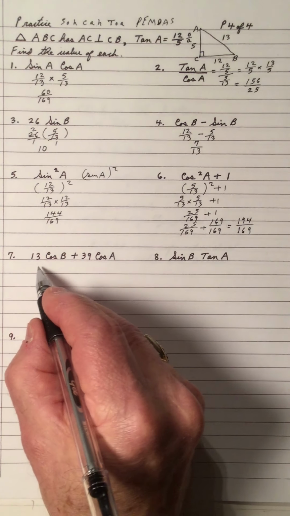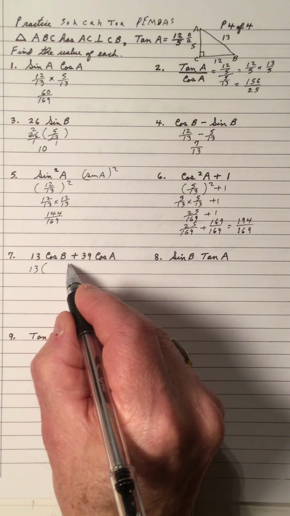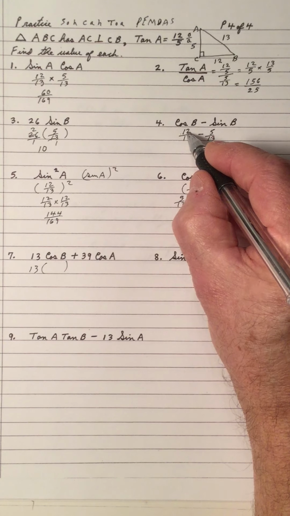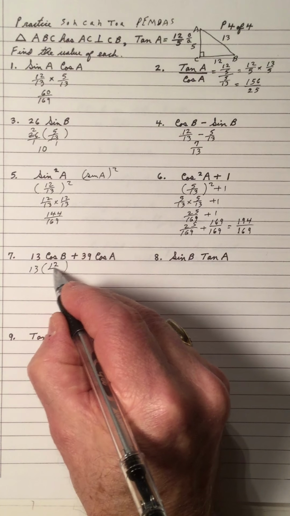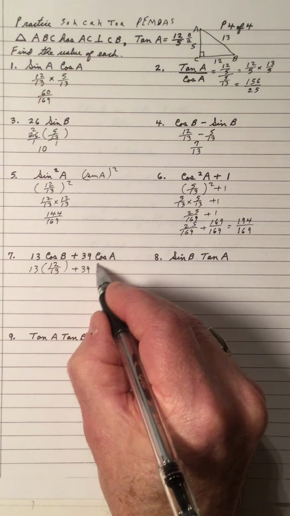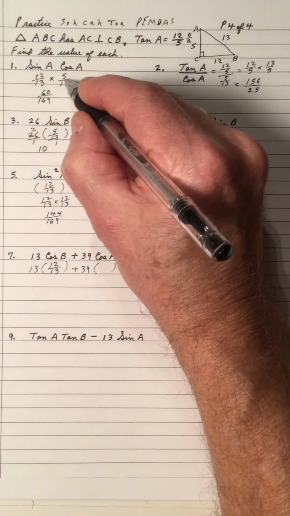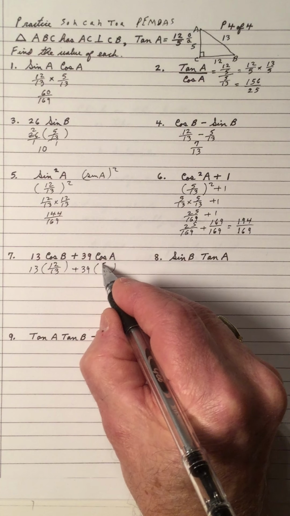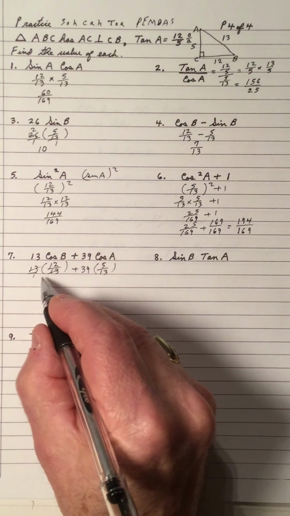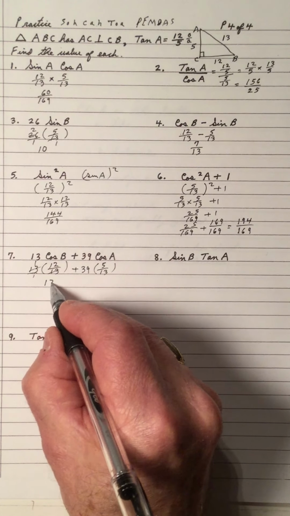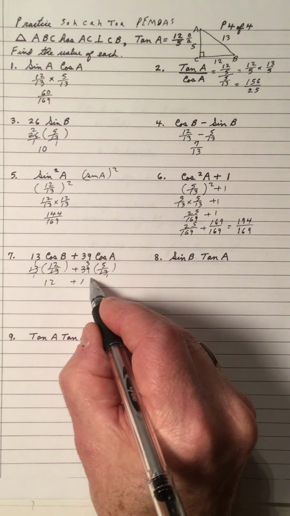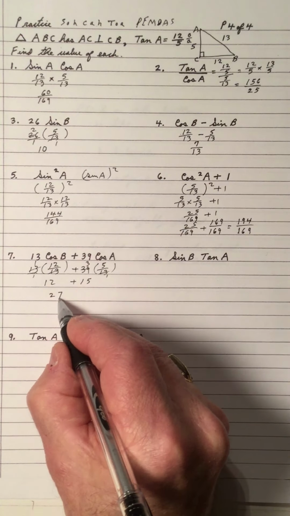And number 7, 13 cos B. What is the cos of B? Do I have cos B? Cos B is 12 over 13 plus 39 cos A. Cos A is 5 over 13. Okay, and we're multiplying, so we cancel the 13. 1 times 12 is 12. 13 cancels into 39, 3, so it gives me a 15, so that gives me a 27.